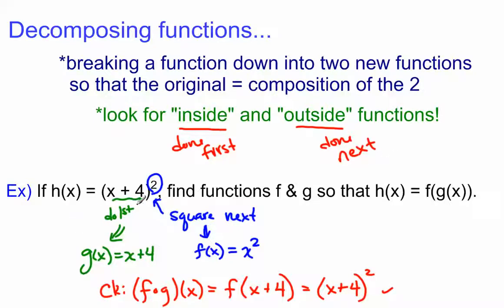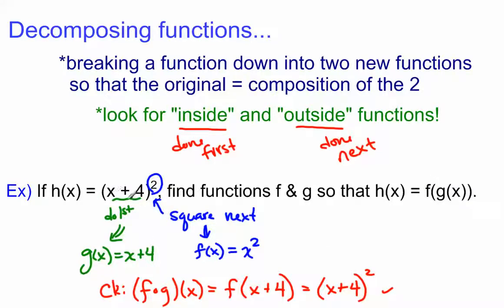So h of x is equal to (x plus 4) quantity squared, and our job is to find two functions f and g so that h of x is equal to the composite f of g of x. Because it's written f of g, that means the first thing we're going to do is g, because that's the closest one. So g is the first thing that I do to my value, and then I take f as whatever I do to that answer.